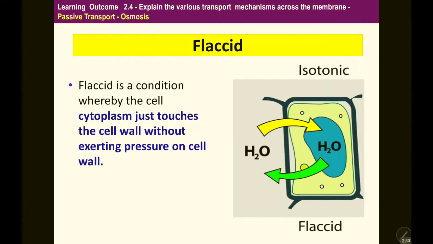Okay, flaccid. Flaccid is when the cell cytoplasm just touches the cell wall without exerting pressure on the cell wall. Okay, usually when the plant cell is in isotonic solution, it is flaccid. So for this, the movement of the water in and out of the cell is almost the same. Okay, so this is the condition we call flaccid.